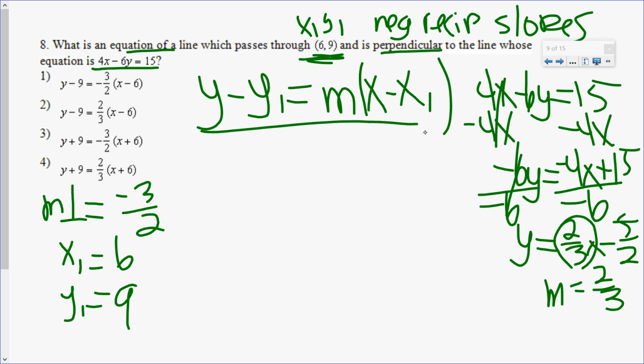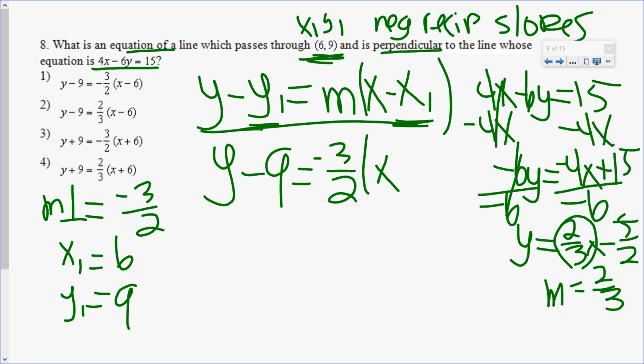Substitute into point slope formula. Remember that minus means change the sign. So it's y minus 9 equals negative 3/2 times x minus 6. I'm looking at the choices. They're in point slope form, so there would be no reason to distribute and isolate y. Make sure you look at it carefully. Choice 1 is the answer.